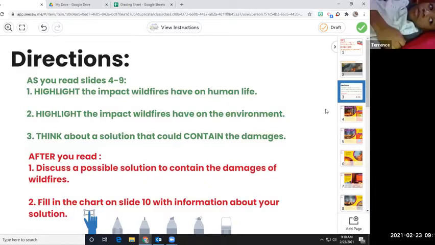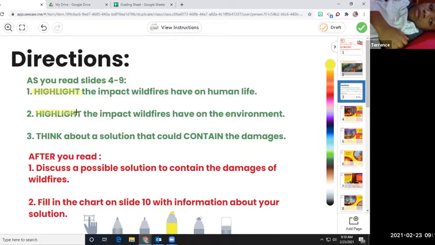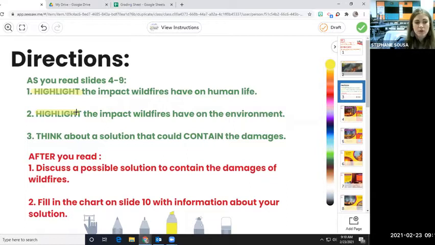It says, as you read, you are going to highlight the impact wildfires have on human life. Okay, so anytime it talks about the way humans are affected, we're going to highlight that. We are going to highlight the impact that wildfires have on the environment. So what happens to the surrounding area when a wildfire occurs? We are going to think about a solution that could contain the damages. So how could we keep wildfires contained to smaller areas?